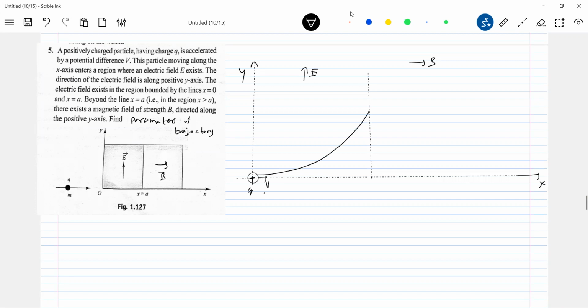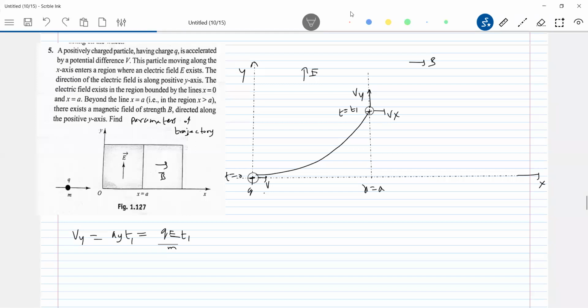So when it arrives here, the charge particle will have two components, no? Vx and Vy. This distance is what is given to us, x equal to a. So at t equals 0, it is here. After some time, say t1, it will arrive at this point. So what is Vy? Vy is equal to Ay into T1. Ay is qE by m into T1. Then Vx is equal to V only, the initial velocity.